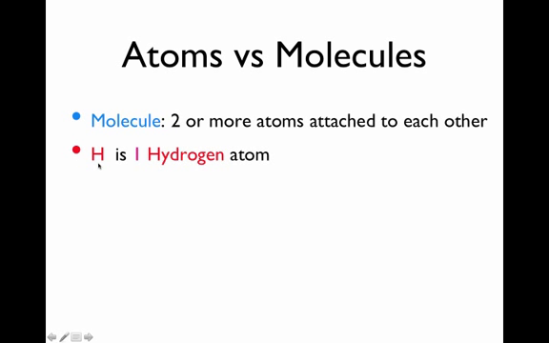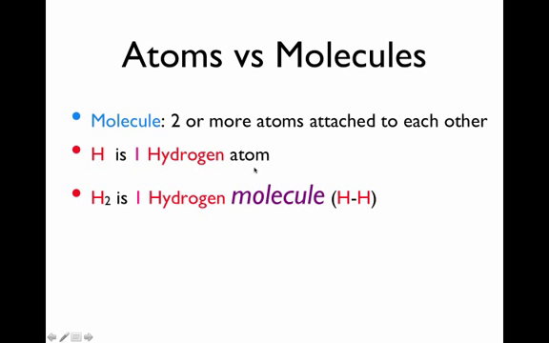If I just write the capital letter H, that means 1 hydrogen atom. That's not a molecule. However, if I write the capital letter H with a subscript of 2 to the right, that means 2 hydrogen atoms attached to each other, which makes 1 hydrogen molecule. So I can write H2 in a slightly different way. I can write it as H with a solid line in the middle between 2 capital H's. This means 2 hydrogen atoms attached to each other. And this whole thing here is 1 hydrogen molecule.